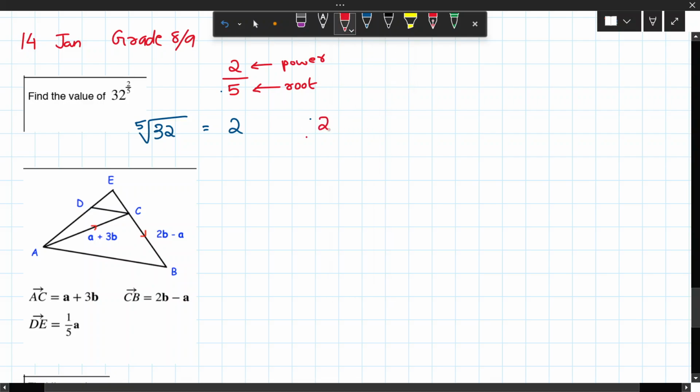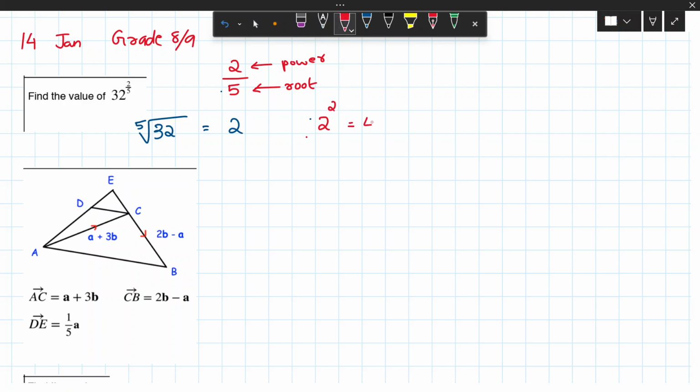Then you're going to give the power to that answer. So it's going to be 2 to the power of 5. Oh, sorry, my bad. 2 to the power of 2. And your final answer would be 4. So fractional indices, remember, numerator is power and the denominator is root. First, you do the root, then you do the power.